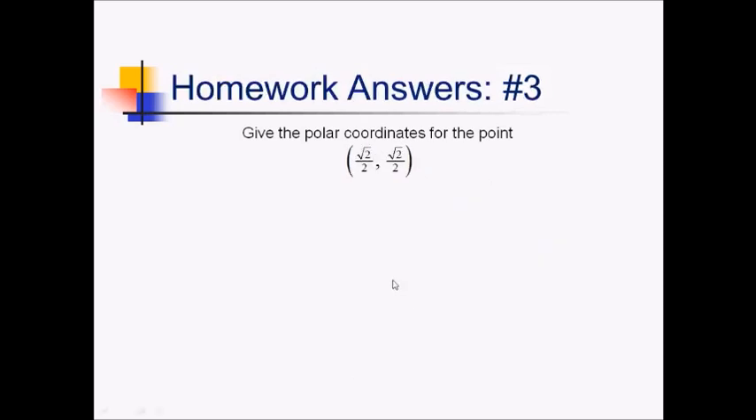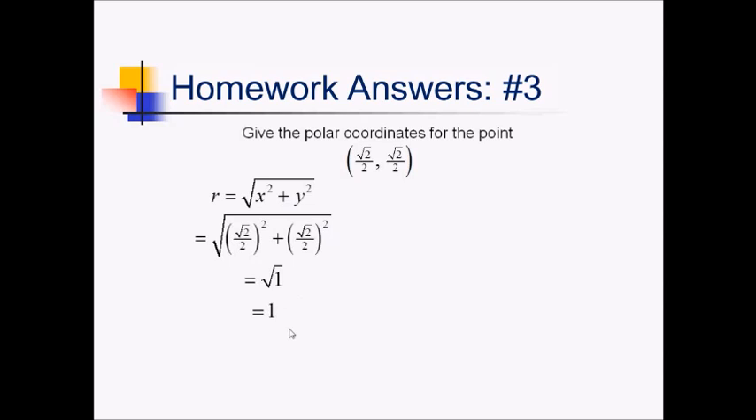To get the polar coordinates for this pair of points, we need to find the r and the theta value. For the radius, we're doing Pythagorean theorem on the x and the y that they've given us here. So we've got these two things squared, added together, and square rooted, like so. Now if you square each of these, you've essentially got 2 over 4, or 1/2. So you've got 1/2 plus another half, which is just 1. Square root of 1 is 1.